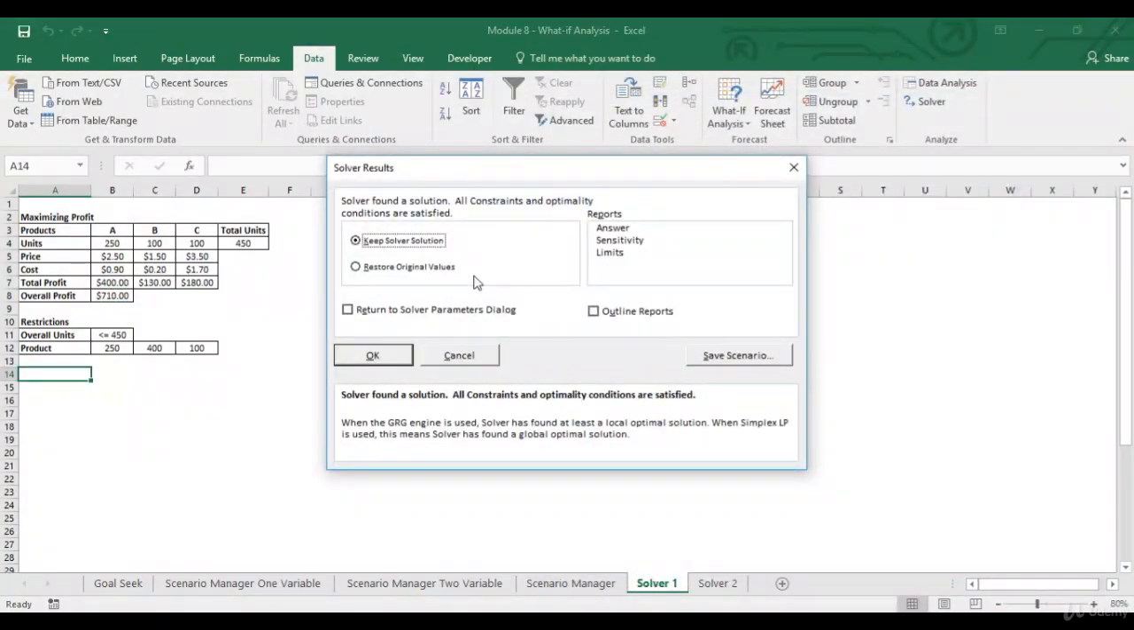So we've got a prompt that solver has found a solution. Now one thing to note over here is that there might be times when solver may not be able to find the solution. So then you'll just have to change around some constraints or probably your objective to get to a desirable result. Let's click on OK.